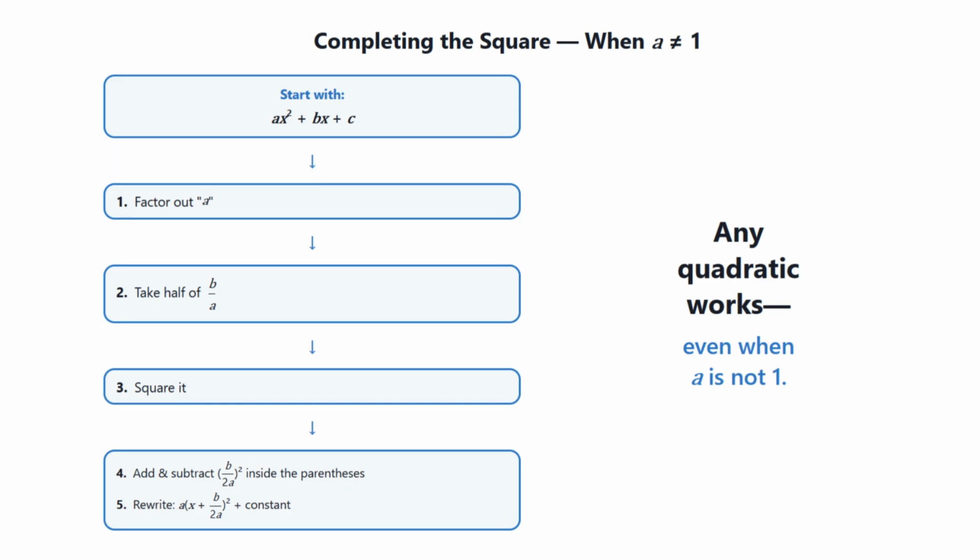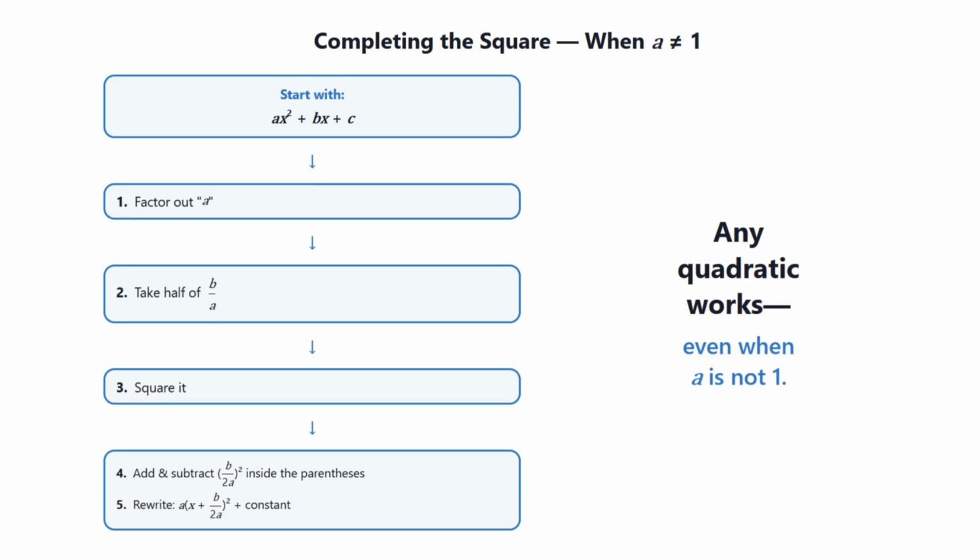When we start with ax squared plus bx plus c, where a is something other than 1, we need to add one preliminary step at the beginning. The first step is to factor out the value of a from the first two terms, the x squared and x terms. Once we've factored out a, we're left with a simpler expression inside the parentheses. Inside those parentheses, we follow the exact same procedure as before.